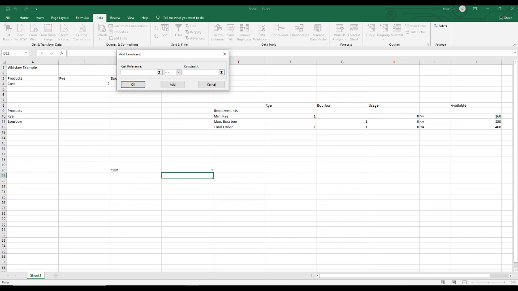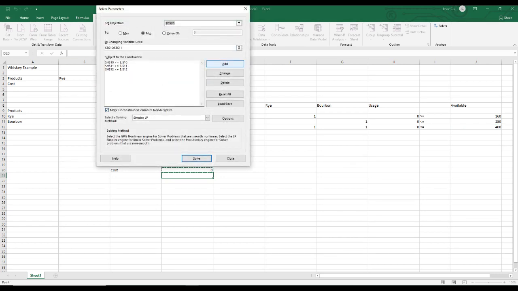We add that. Our usage of bourbon must be greater than or equal to 200, J11, 250. And finally, our last group, H12 must be greater than or equal to 400, or J12.